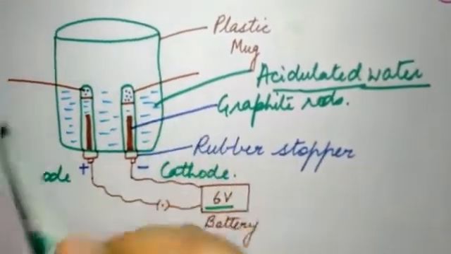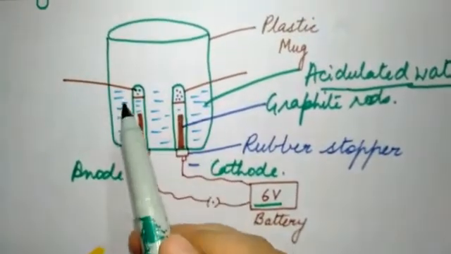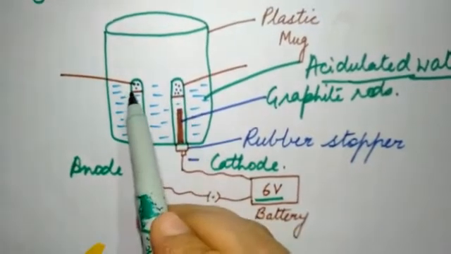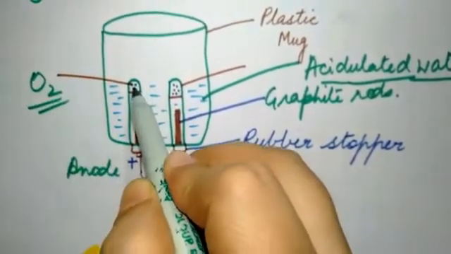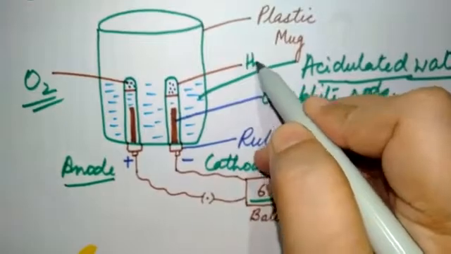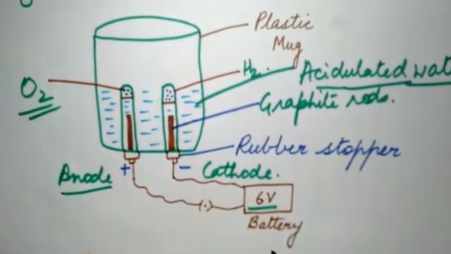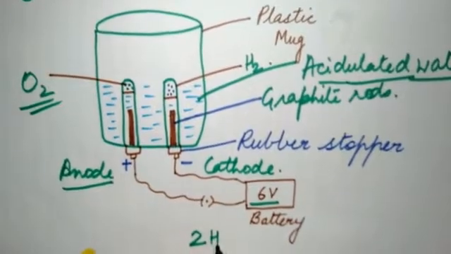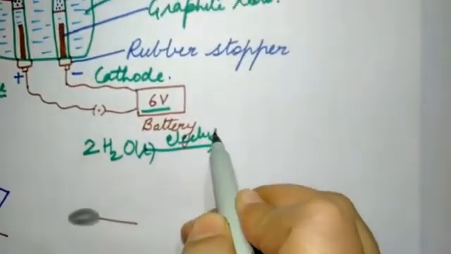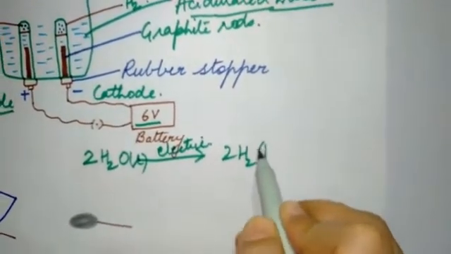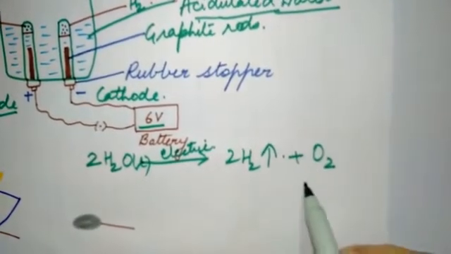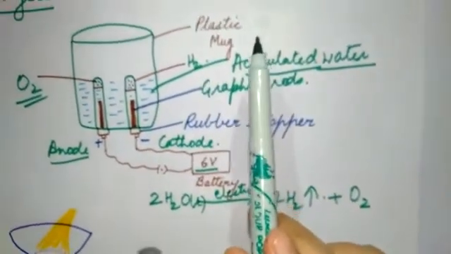Now we switch on the battery and we see the reaction. We will observe bubbles of gases appear in this test tube and in this test tube. Bubbles of oxygen gas are observed at the anode, and at the cathode we see hydrogen gas being evolved. So the reaction that takes place here is two water molecules, a liquid, and by passing electric current through it, hydrogen gas is evolved at the cathode and oxygen gas is evolved at the anode. This reaction is known as electrolysis of water.